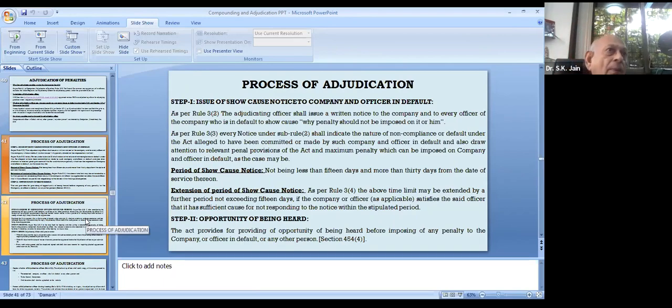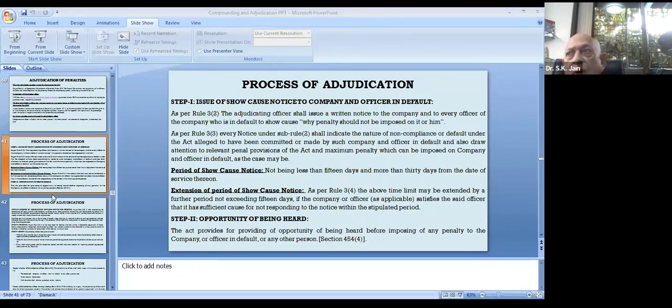Then period of show cause notice not less than 15 days and more than 30 days. So the minimum time given to the company and officer in default to reply to the show cause notice is 15 days and which can extend to 30 days.